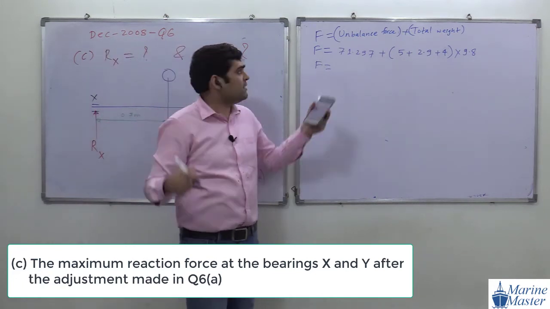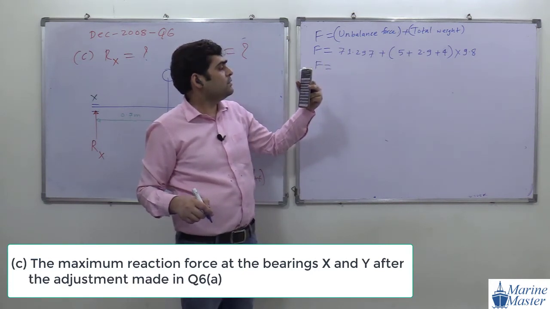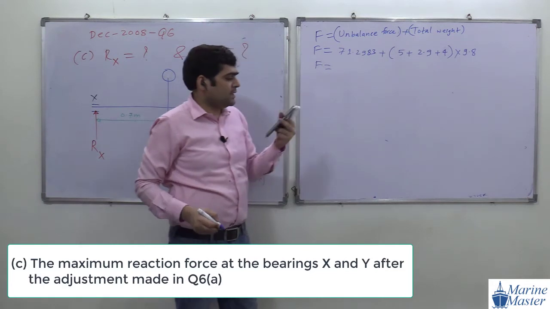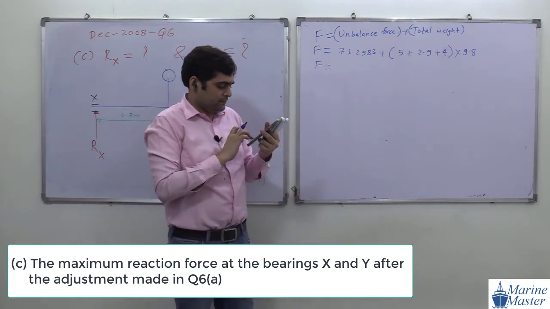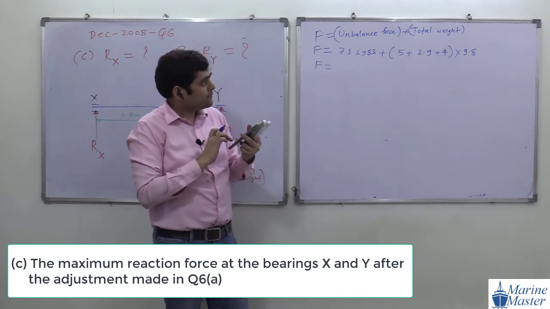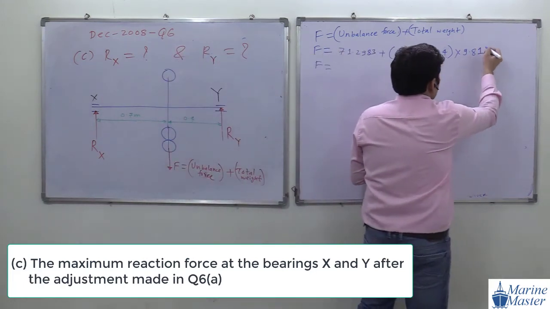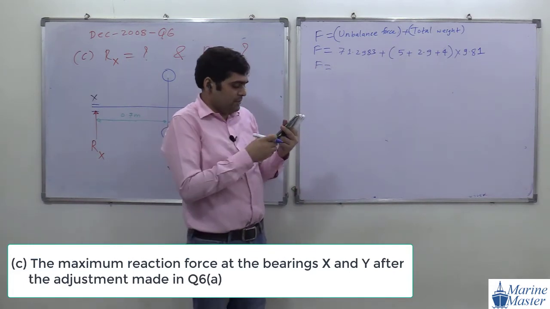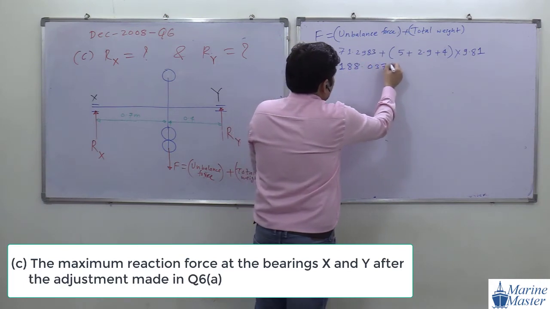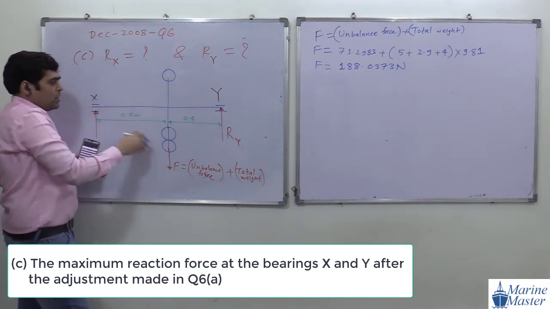What value of unbalanced force did we write earlier? 71.2983. And G is 9.81 here. So please everyone, how much value will we get? 188.0373 Newton. So we got the total force that will act on this shaft.